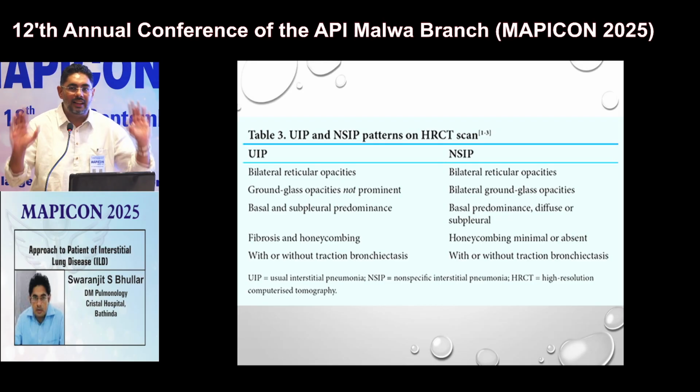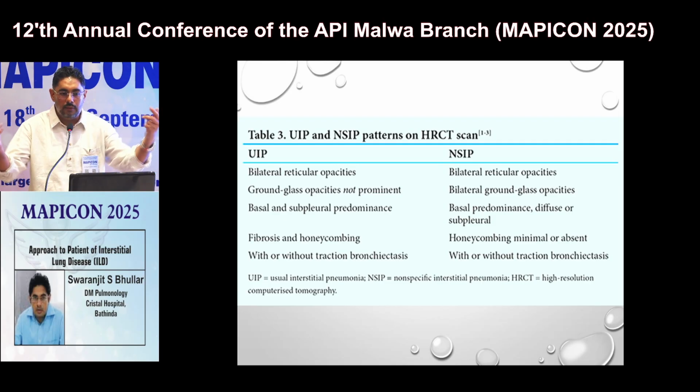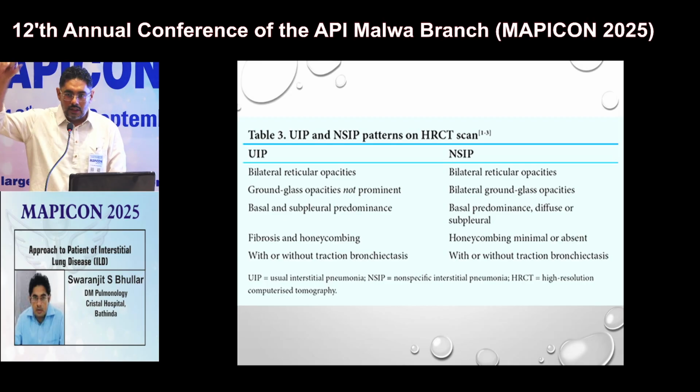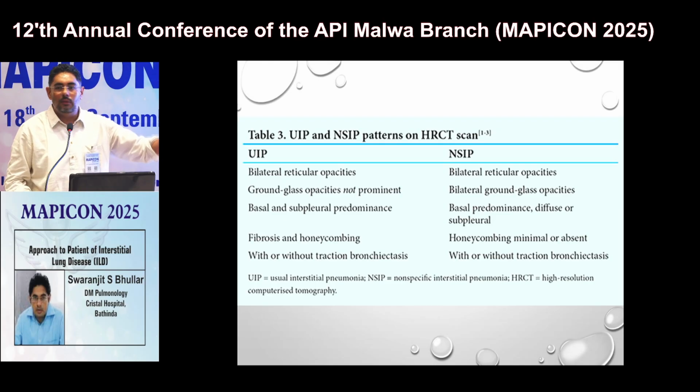Please don't go by the names. These are just names that come from some previous nomenclature. It doesn't mean there is anything usual, or that there is something non-specific. NSIP is a very specific disease. They have just labeled it with the name NSIP. And in usual interstitial pneumonia, there is nothing usual. So these are just names which are running on, but you should know these two different patterns.